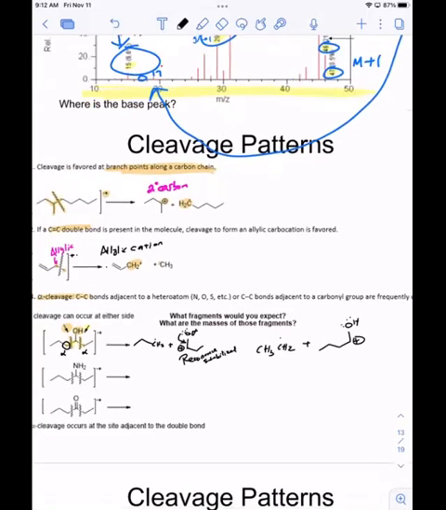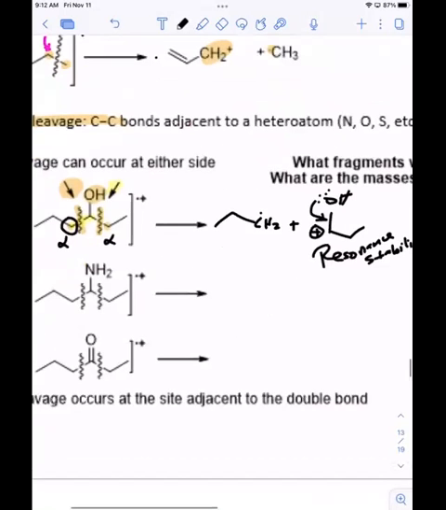If you're asked to give the fragments from a particular cleavage pattern, then that's how you attack it. If it's alpha cleavage, you find the functional group, whether it's an alcohol or an amine or a carbonyl, and you break the carbon-carbon bond on the adjacent carbon. Let's do the next one. Somebody help me with the next one.